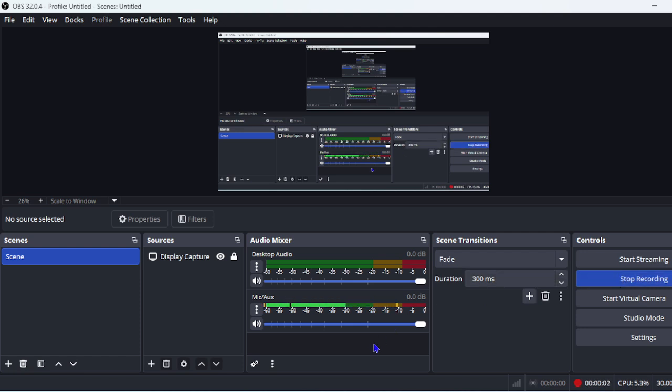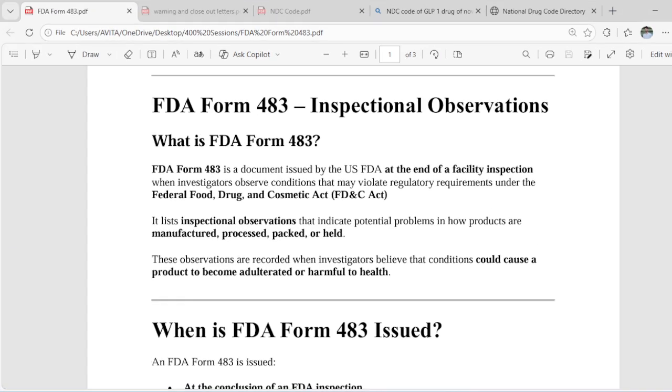Hello everyone. Today we're going to talk about the FDA Form 483. This is the inspectional observation form. So first we'll see what the FDA Form 483 is.